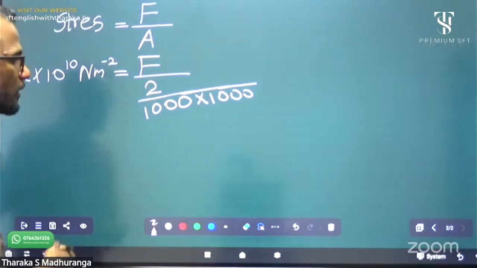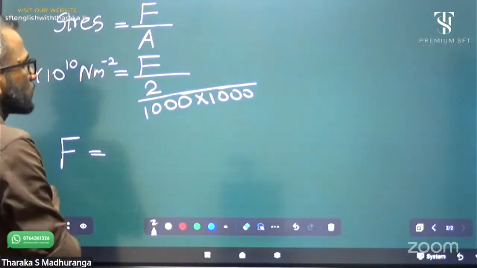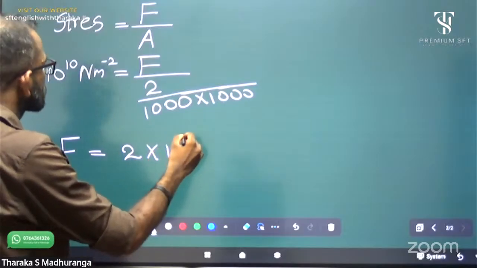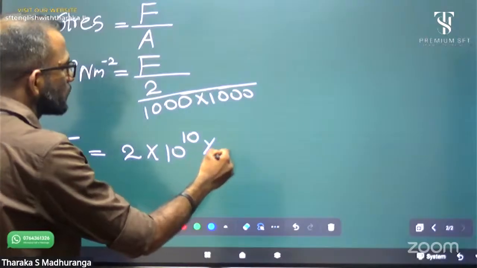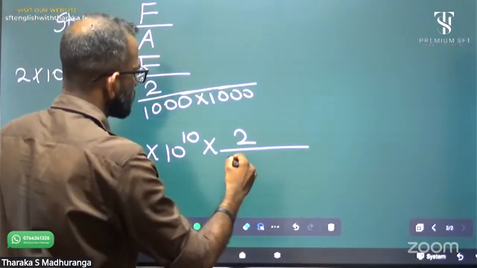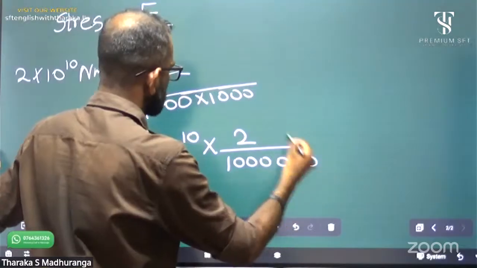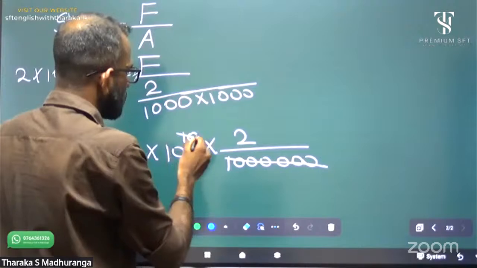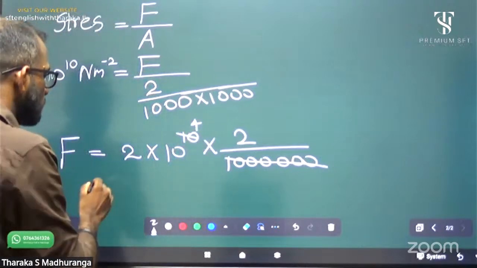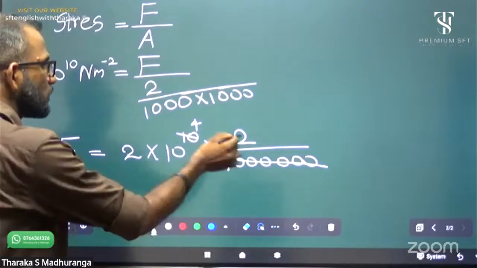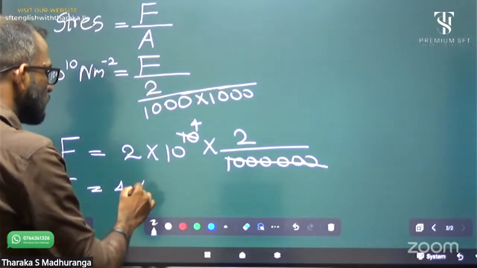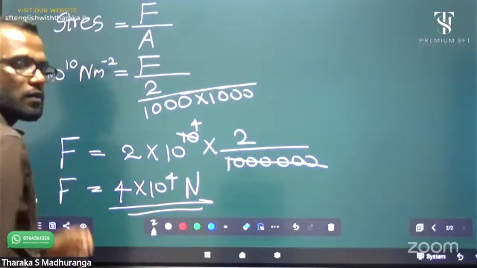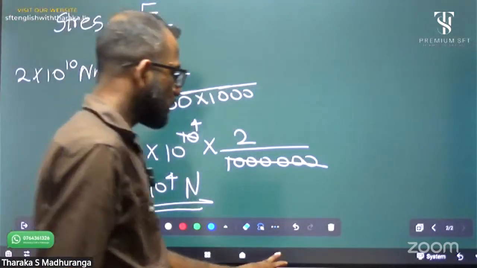I think you can remember, right? Then this is the force. Cross multiplication: 2 into 10 to the power 10 into 2 divided by 1, 2, 3, 4, 5, 6. Then the zeros cancel out to 4. Then F equals 2 into 2, 4, so 4 into 10 to the power 4 Newton.